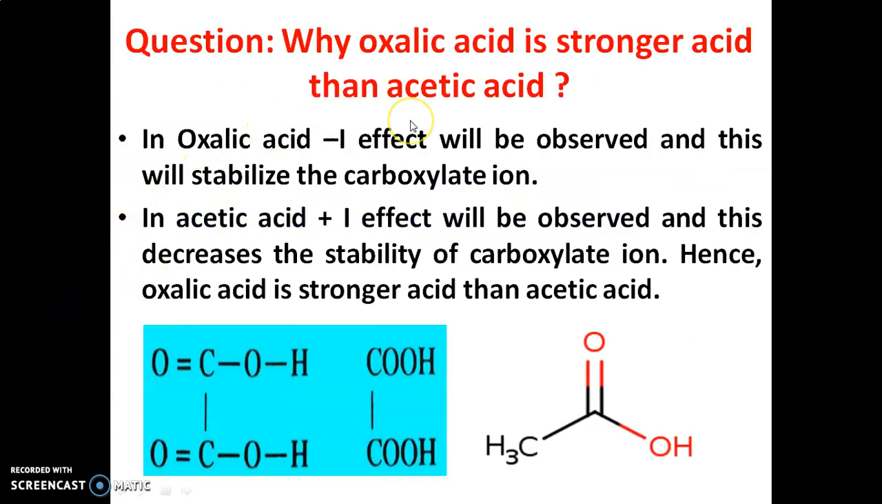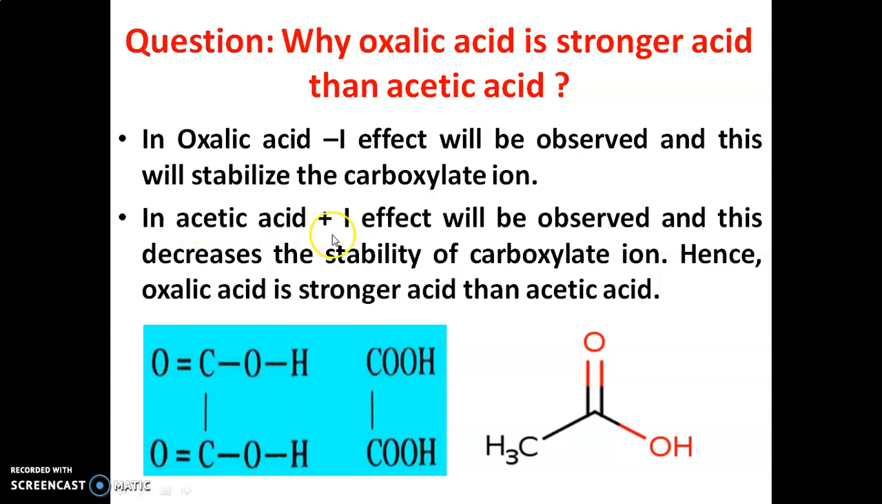Question: why is oxalic acid a stronger acid than acetic acid? What is the answer? In oxalic acid, the minus I effect will be observed and this will stabilize the carboxylate ion. In the case of oxalic acid, the minus I effect is the dominant factor. Therefore it will stabilize the carboxylate ion.